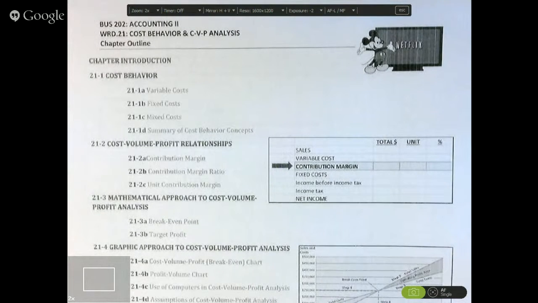Hello, Business 202. This Google Hangout is to describe the topic of cost volume profit analysis from Chapter 21. What we are doing in Chapter 21 is shifting gears a little bit from the debits and credits and the accounts that were described in Chapters 18, 19, 20, in the previous set of managerial accounting chapters, and we're moving toward pure decision-making type of information.